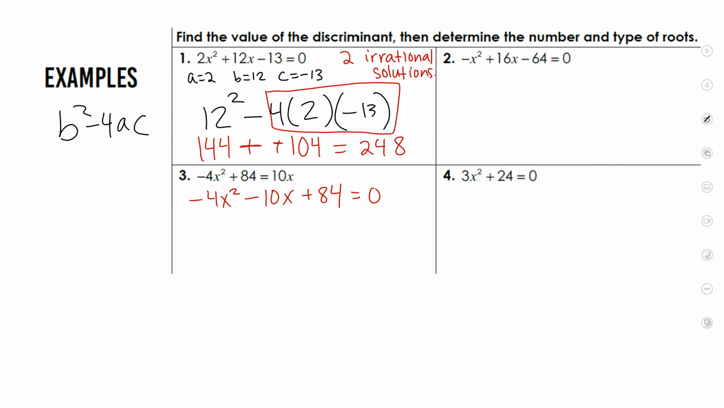Okay, so number 1, the answer is 248. Yes, the discriminant is 248. And then when it says determine the number and type of roots, we'll have 2 roots and they will be irrational. Yes.